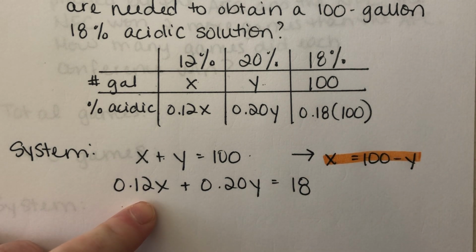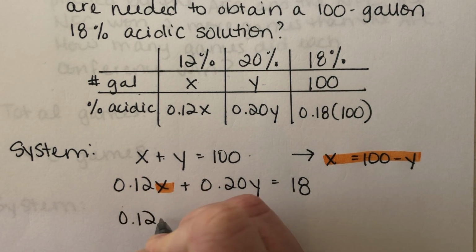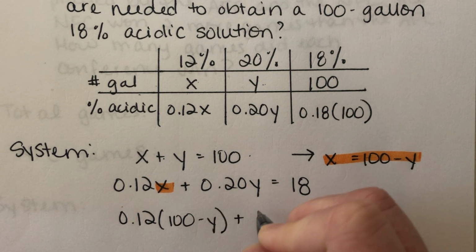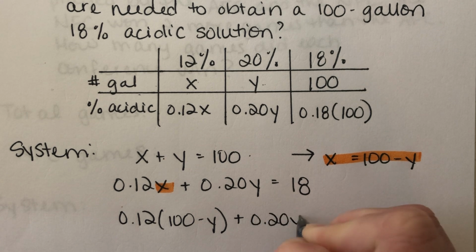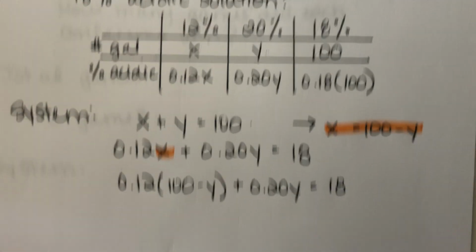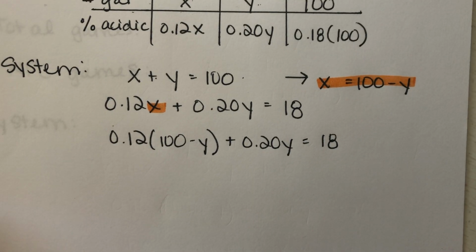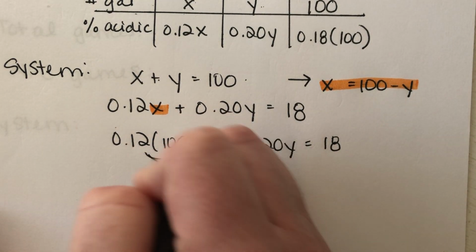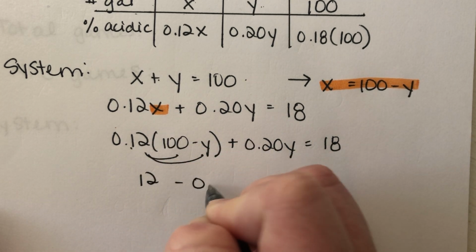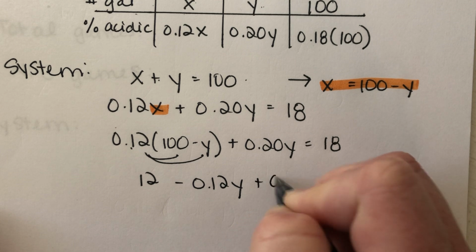And so in the other equation, wherever I see X, I'm going to replace it with this, right? So 0.12 times X, which is 100 minus Y. And then just finish the equation, plus 0.2Y equals 18. I say 0.2Y because 0.20 and 0.2 are the same thing. Okay, so now I can start solving, distribute: 12 minus 0.12Y.